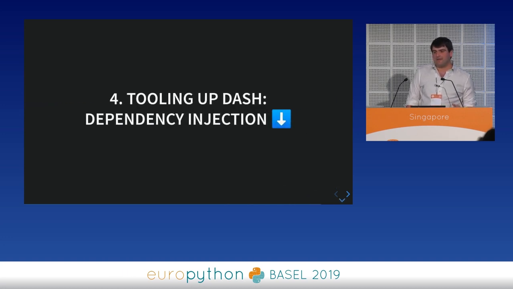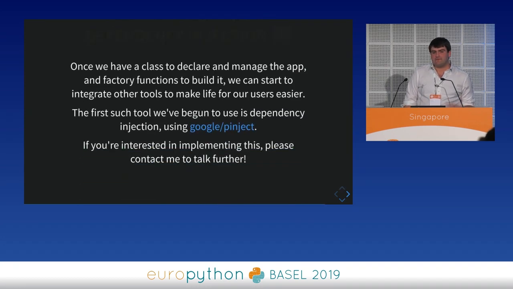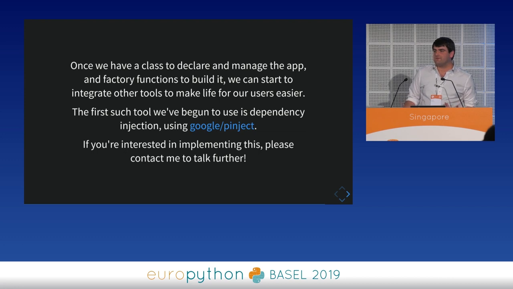Now, finally, I want to touch on what I call tooling up Dash. If you implement the factory function approach I mentioned before, you're able to abstract actually defining what should go into your web application from actually executing and running it. So we have, like I said before, that class to manage the application, and then build it. You can start to integrate lots of other useful tools and facilities for your data scientists to be able to use and exploit without having to worry too much about, for example, integrating with a MongoDB database or making an API request to another service. That can all be abstracted out so that data scientists can focus more on the important stuff, which is maybe a machine learning model or how that model is going to be used.